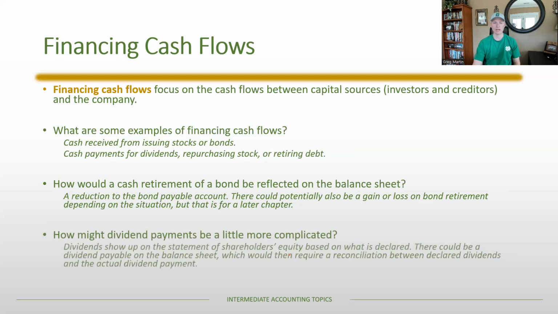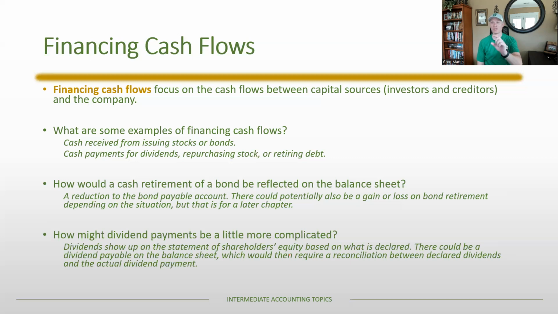Dividends are a little more complicated, in that dividends aren't on the income statement. They're on the statement of shareholders' equity. But what you report is based on what's declared, not what's paid. And so if there's a dividend payable, all of a sudden you're going from the statement of shareholders' equity, with lots of things going on, through the dividend payable to get what you actually paid in that period.